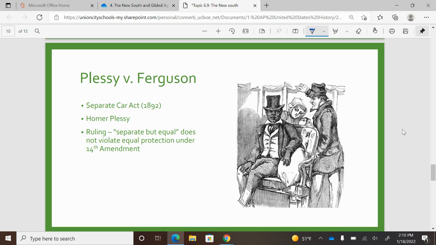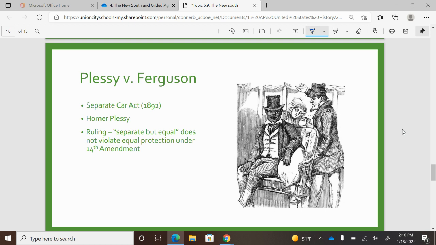When he does that, due to the Separate Car Act, he's going to be thrown off the train. He's going to be arrested. As that happens, the civil rights group who has kind of set this up sues the rail cars. And it goes all the way to the Supreme Court, where the Supreme Court rules that the 14th Amendment does not apply to this case. There's a clause in the 14th Amendment called equal protection, where everyone has equal protection under the law. The civil rights group is saying that the civil rights cases and the Separate Car Act violate the equal protection clause under the 14th Amendment.